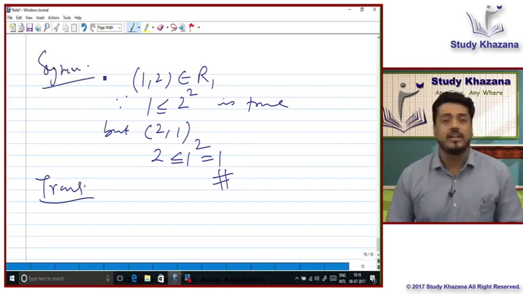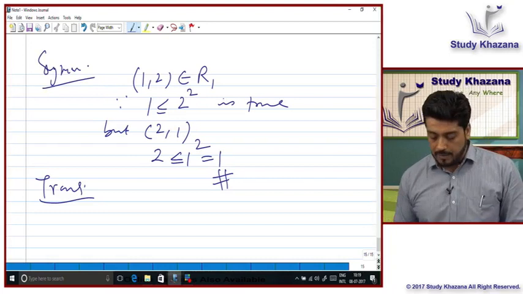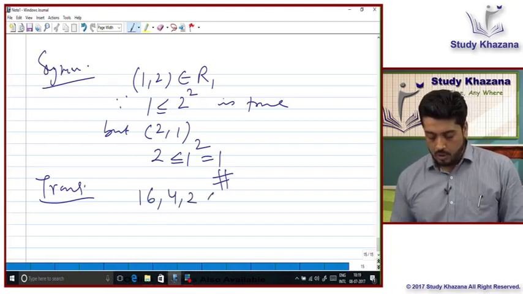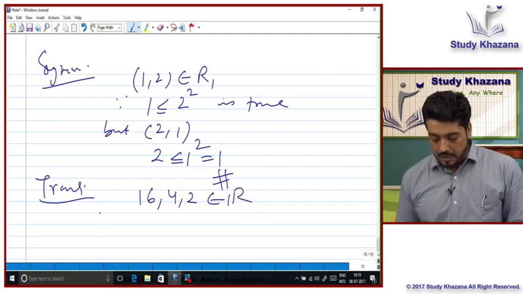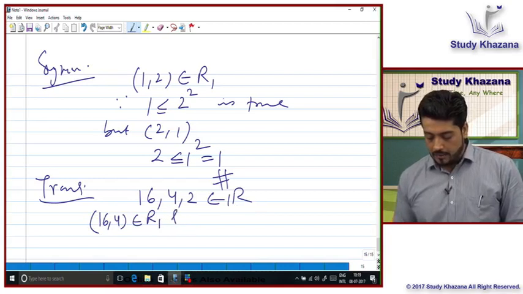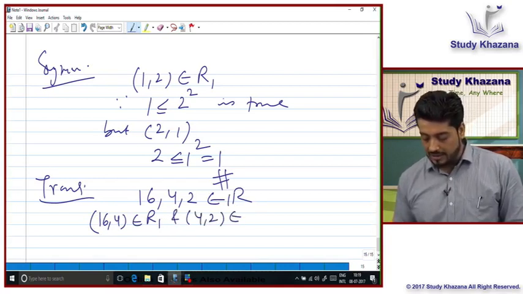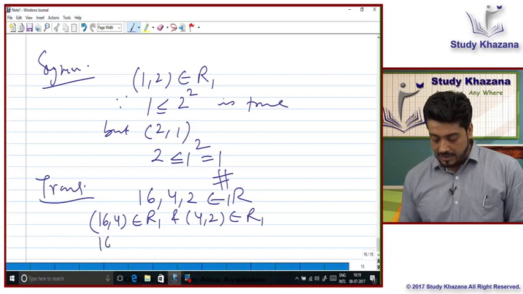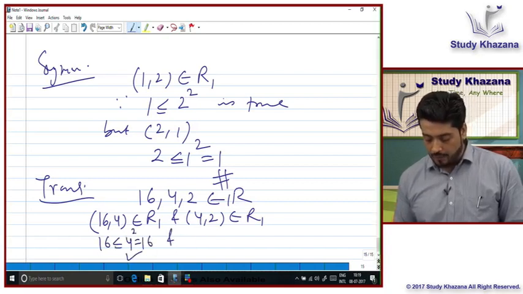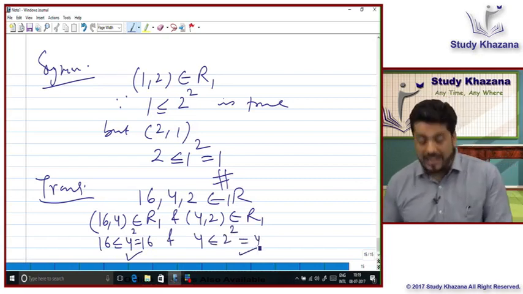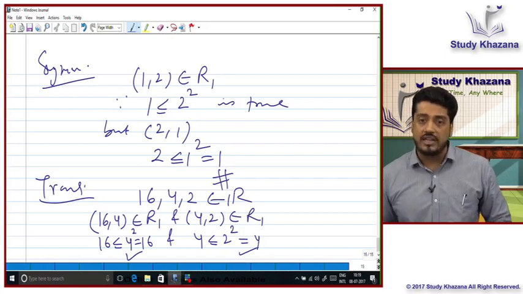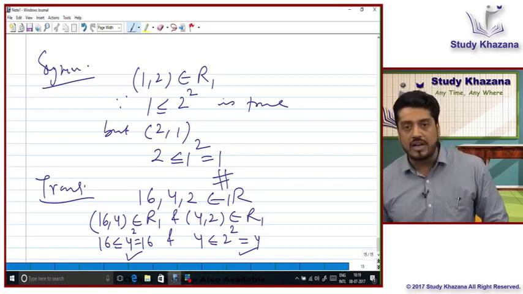Similarly, for transitivity, I can consider many examples, say 16, 4, 2. All of them are real numbers. Now (16, 4) are related and (4, 2) are related. Why? Because 16 is less than or equal to 4 square, which is 16, is true, and 4 is less than or equal to 2 square, which is 4, is true. Because equality is there. So 16 less than or equal to 16 is true mathematically, similarly 4 less than or equal to 4 is true.